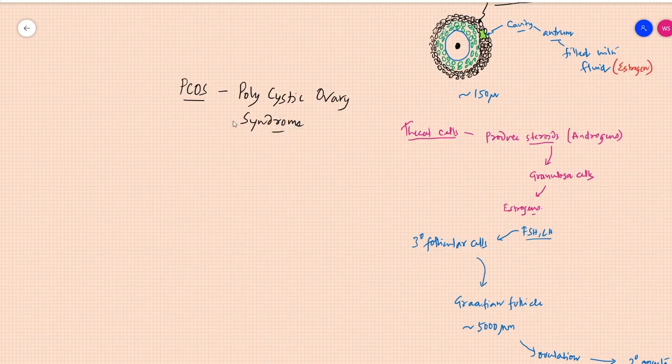So PCOS is because there is overactivity of the thecal cells, so it produces lots of steroids. Okay, but all of those steroids are not converted by the granulosa cells to estrogens. Okay, so that's the problem here.